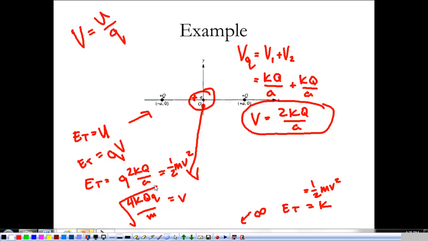This is how we're going to use potential. It's a way of talking about energy without talking about a specific charge.